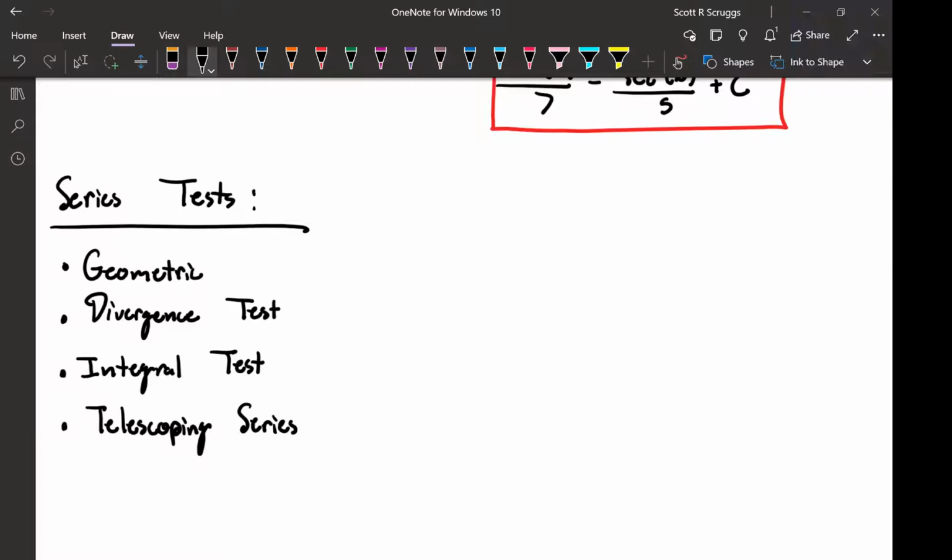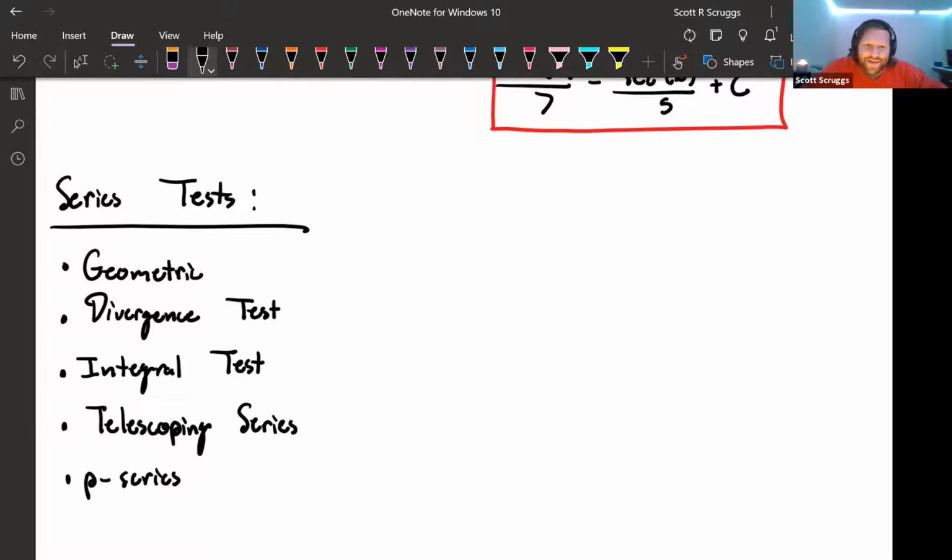Is the p-series on test 3 also? Thank you for reminding me of that. Last semester it was on test 2. The p-series will be on there. I forgot about that because it is an application of the integral test, of how it's derived. So yes, the p-series test is on there as well.